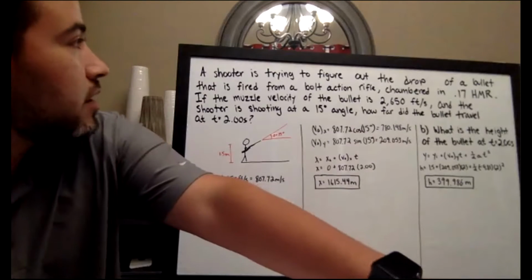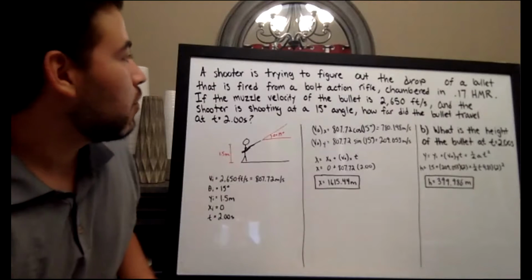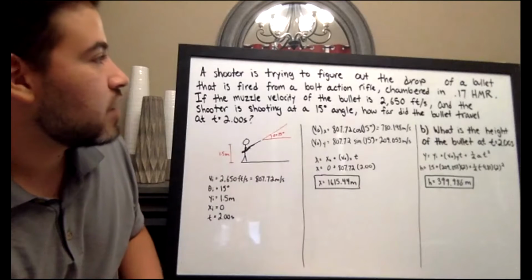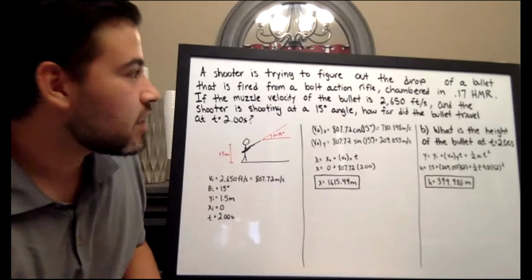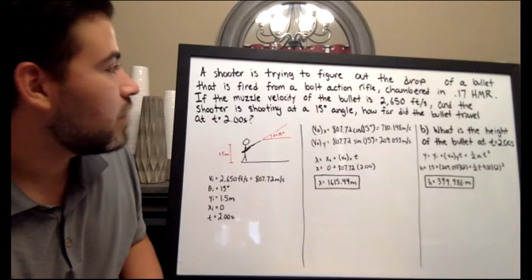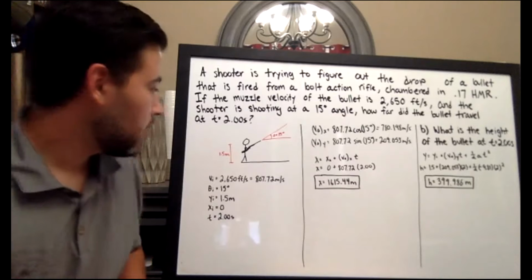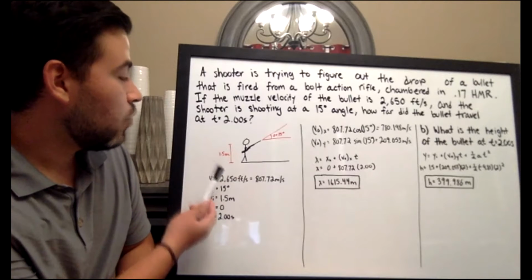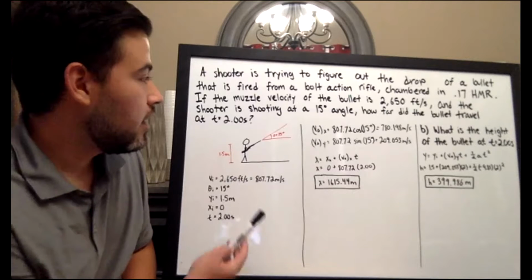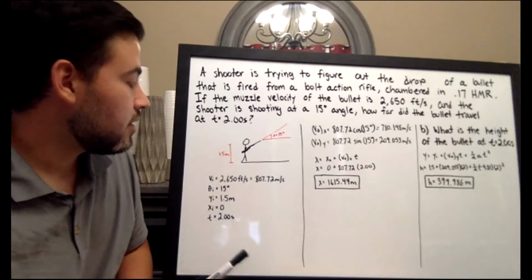So in this question, it says if a shooter is trying to figure out the drop of a bullet that is fired from a bolt-action rifle chambered in 17 HMR, if the muzzle velocity of the bullet is 2,650 feet per second, and the shooter is shooting at a 15-degree angle, how far did the bullet travel when the time is 2 seconds? So in our diagram, we can see the shooter is holding the gun 1.5 meters above the ground, and the angle he's holding it at is 15 degrees.